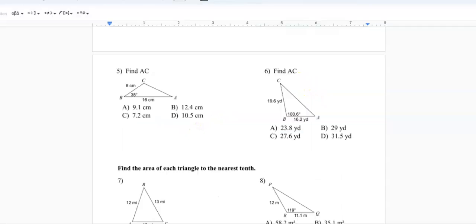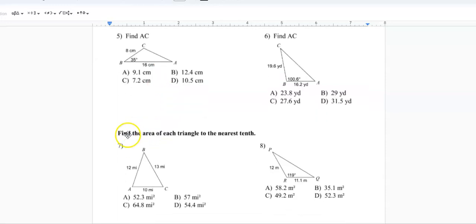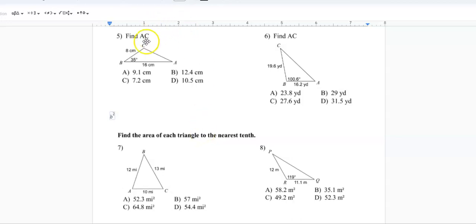So let's show you how to do that with 5. We want AC, which is behind capital B. So we're solving for b squared. b is what is opposite of capital B, so AC is b. That would equal, the a is 8, so 8 to the power 2 plus the c, which is 16, so 16 to the power 2, minus 2 times 8 times 16 times cosine of 35.